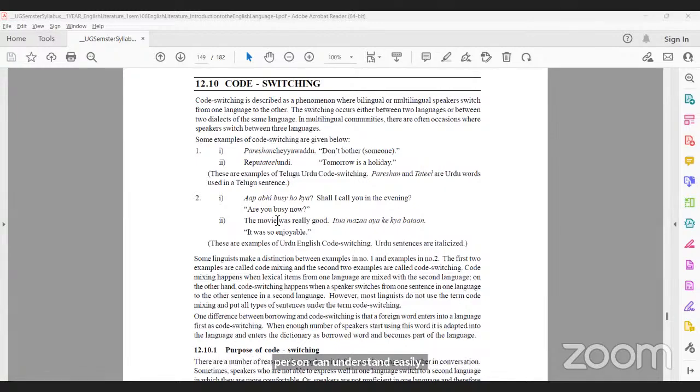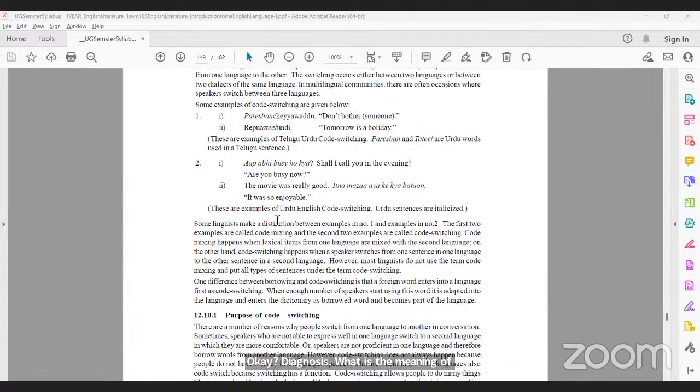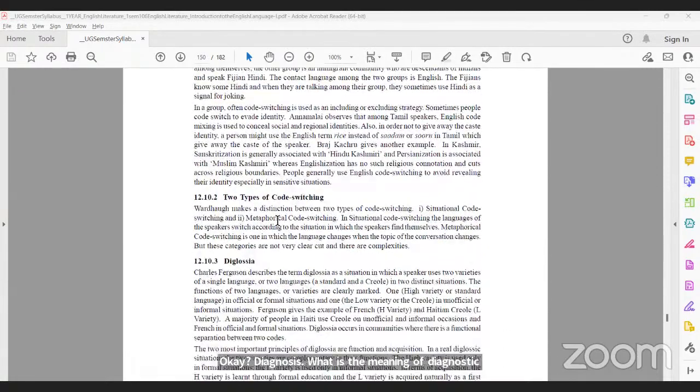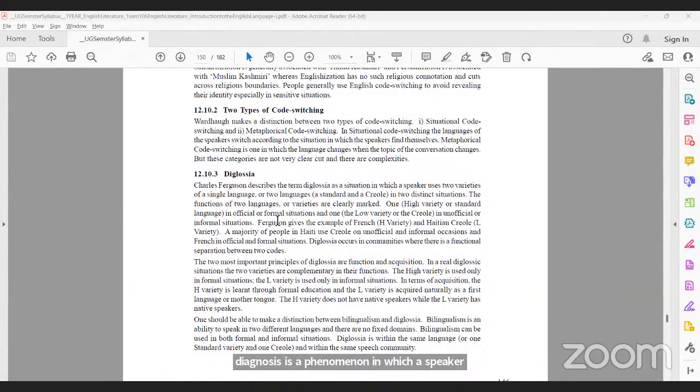Diglossia, what is the meaning of diglossia? Diglossia is a phenomenon in which a speaker uses two varieties of a single language or two languages, standard and a Creole. Okay. In two distinct situations, the functions of languages or varieties are clearly marked. One is used for official purposes, another one is for the lower variety. Okay, that's diglossia.